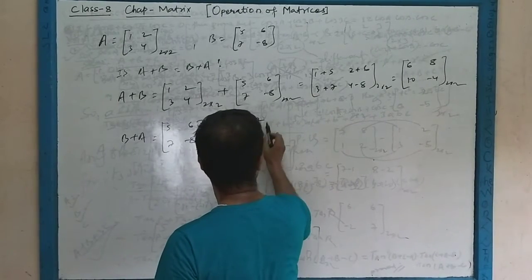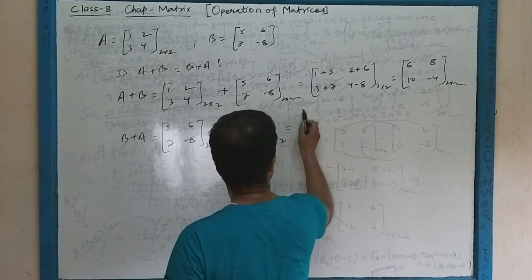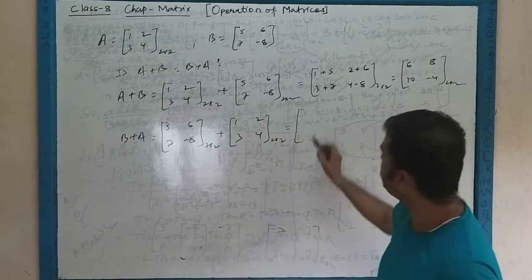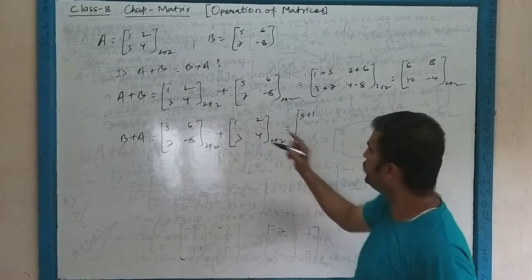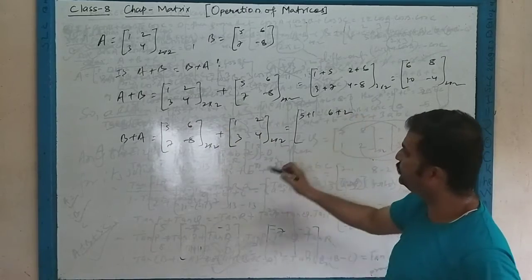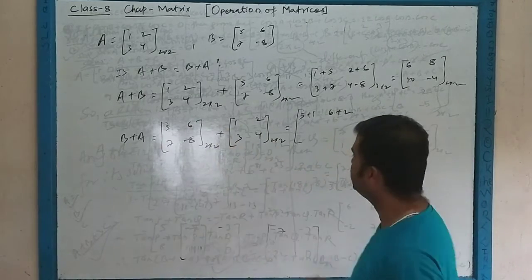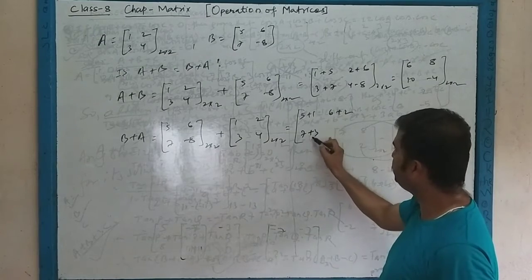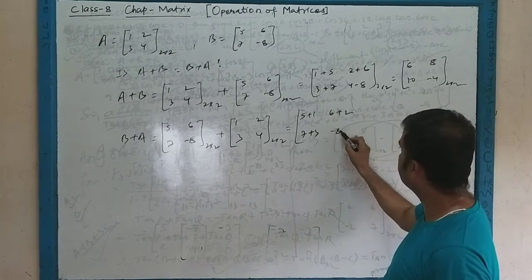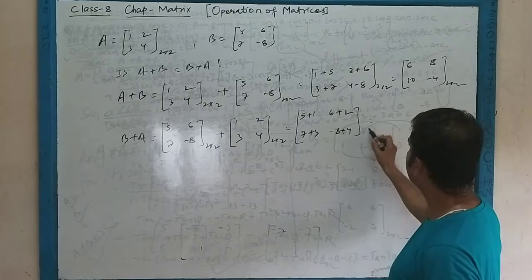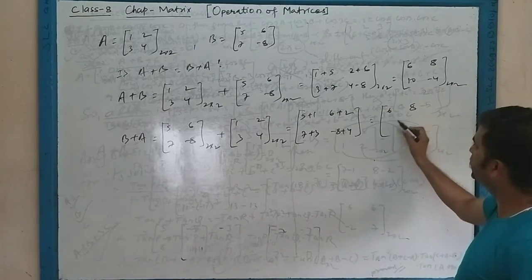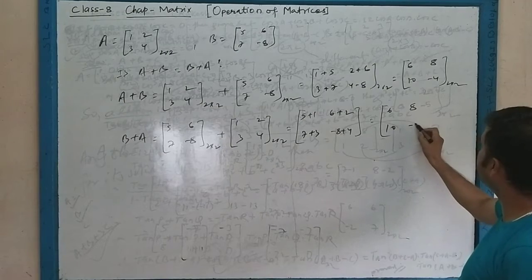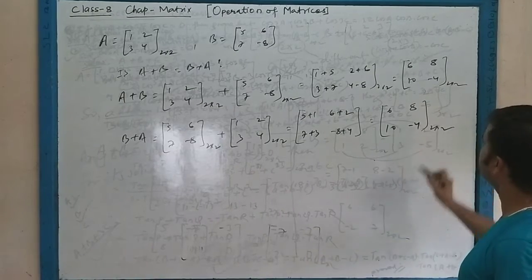1, 2, 3, 4, 2 by 2. Will be equals to how much? 5 plus 1, 6 plus 2, 6 plus 2, 7 plus 3, 7 plus 3 minus 8 plus 4. So what is the answer? 6, 8, 10 and minus 4. The order is 2 by 2.